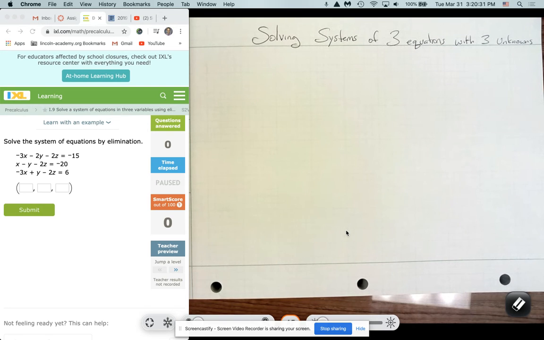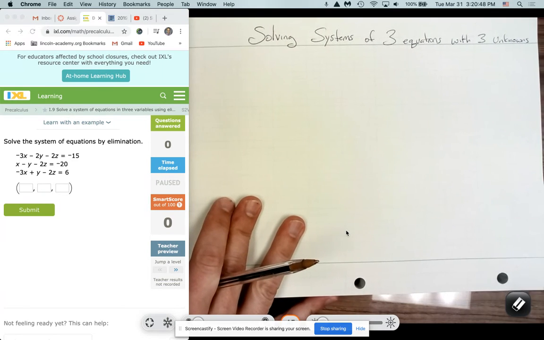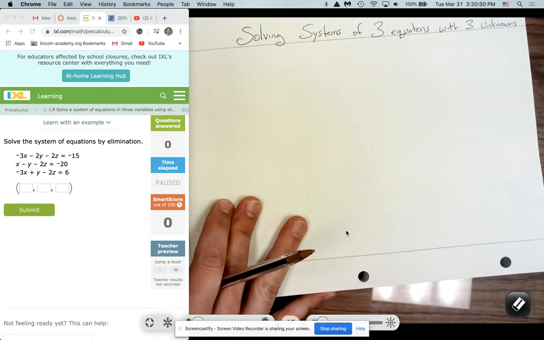Welcome. We've probably done as much as we need to do as far as conic sections, so I'd like to move into a new category of matrices. But before we do matrices, I want to make sure you can remember how to solve systems of equations, specifically a system of three equations with three unknowns.